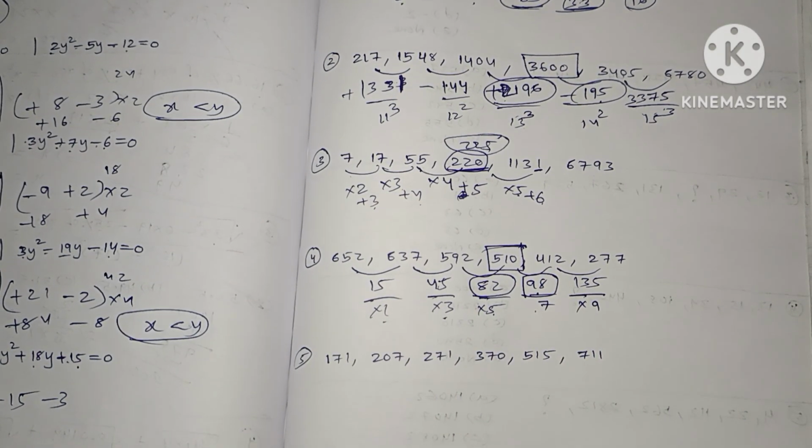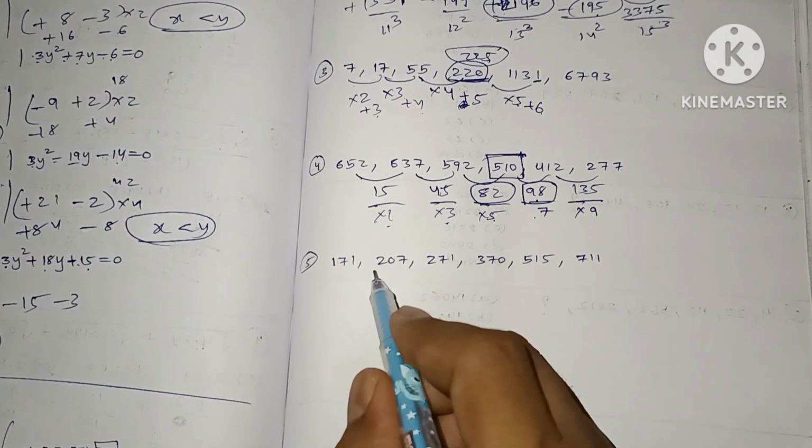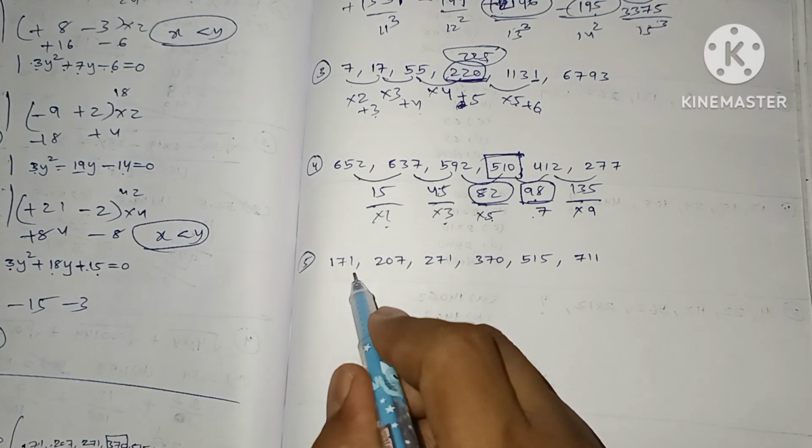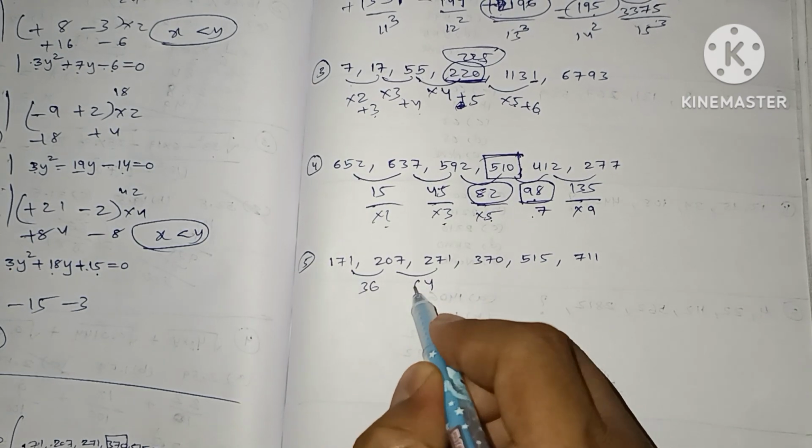Okay, let's see further. Here we see the difference of 36. Here the difference is 4 and 6.